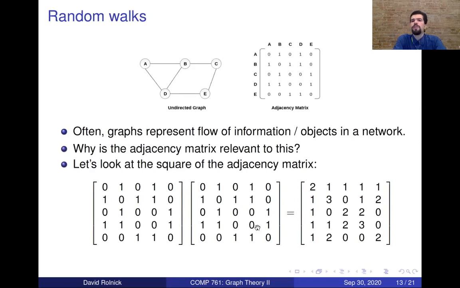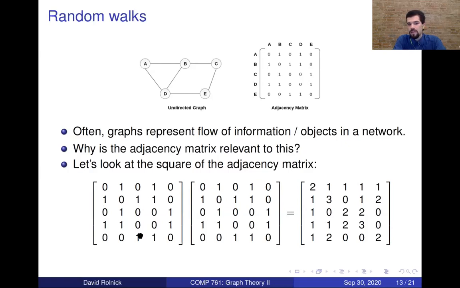If we square the adjacency matrix, we can look at each of these entries. So for example, this is row B, column E. How did we get a 2 here? Well, what we did was we took the column E of this matrix and we multiplied it by row B of this matrix. And why we get a 2 is because this dot product is equal to 2. And the dot product is equal to 2 because there's an edge from B to C, and then there's an edge from C to E.